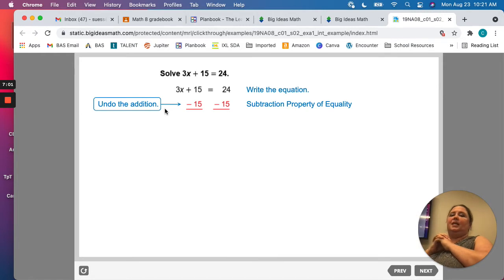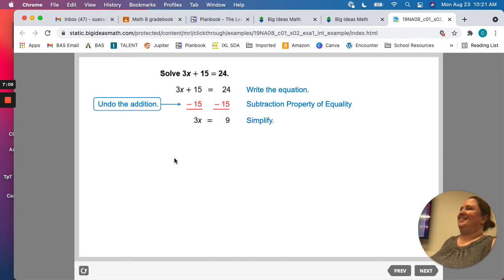There you go. Okay, so what is 24 minus 15? I'm just going to call him Elena. Josh is ninja. 9. Okay, so our first step was to move the 15. What's our second step? Elena? Divide. Yes.